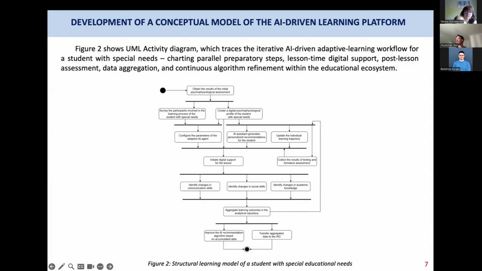These outputs inform the update of the student's individual learning trajectory, and during the learning process, digital support is provided in real time, while formative assessment results are collected to track progress. Post-session analysis involves identifying specific challenges in communication, social behavior, and academic achievement. These observations are aggregated into a central analytical repository. The system uses this repository to refine its recommendation algorithm, ensuring continuous improvement.